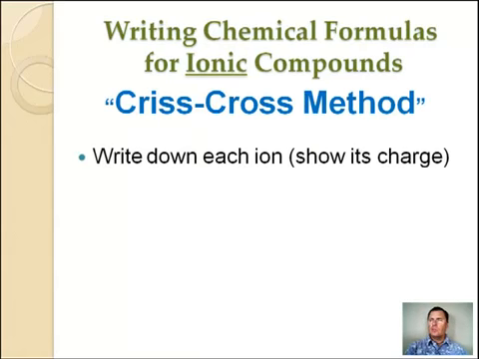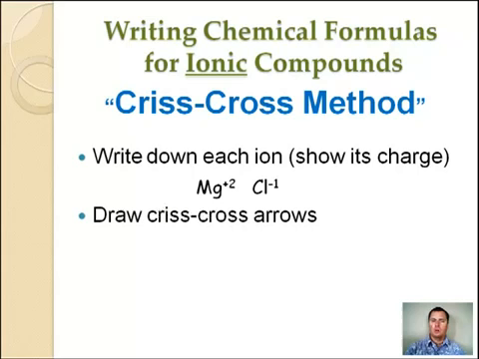Okay. 2 basic things you need to do. First thing you need to do is write down each element as its ion, showing its charge. Okay, so for magnesium and chloride, magnesium has a +2 charge, chlorine has a -1. Then what we're going to do is draw what we call these crisscross arrows. Okay, the crisscross arrows tell me where I'm going to move my charges to, or the numerical value of my charge. So I'm going to take this 2, put it down here with chlorine.